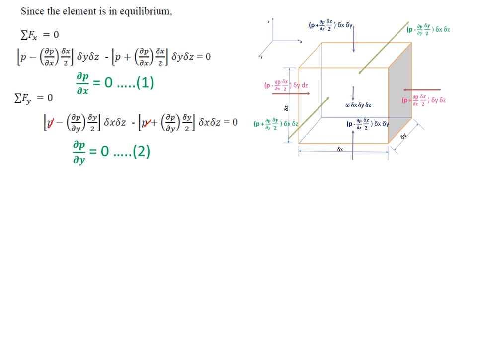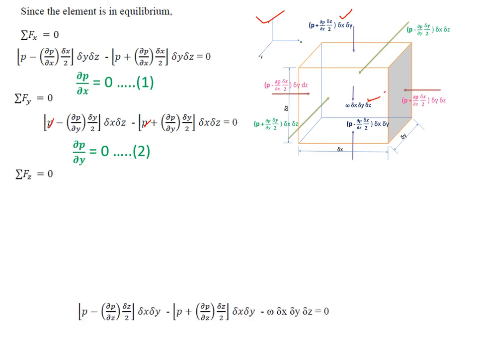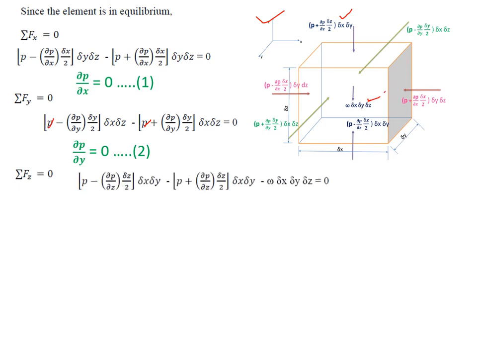So now you can see that there is no pressure variation along the x direction as well as in the y direction. Now what about the z direction? When we write the expressions here, this force, that is p minus dou p by dou z delta z by 2 delta x delta y, is upward. We have taken according to this sign, which is positive. This will be negative and this will again be negative, which is acting downwards. So when we write sigma F z is equal to 0, it is like this: p minus dou p by dou z delta z by 2 delta x delta y.